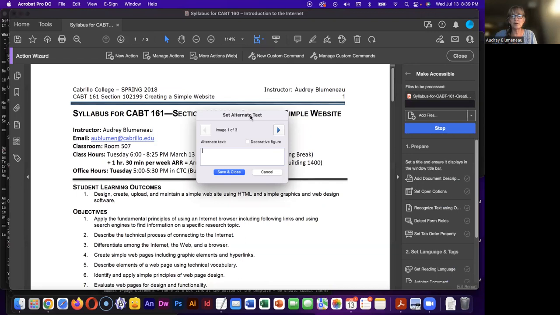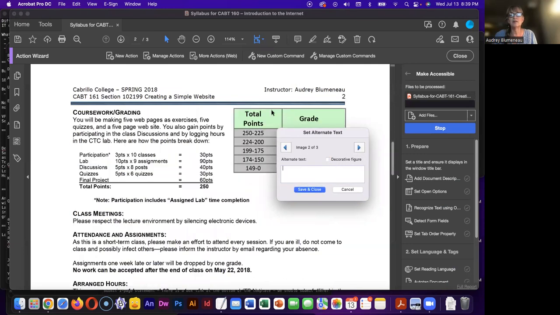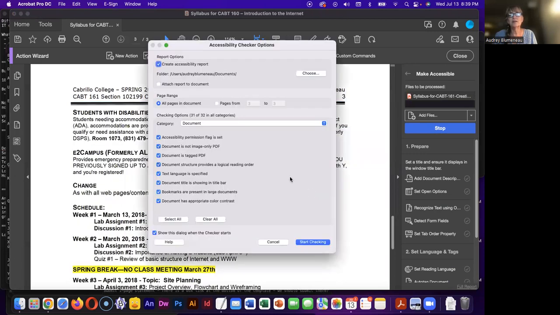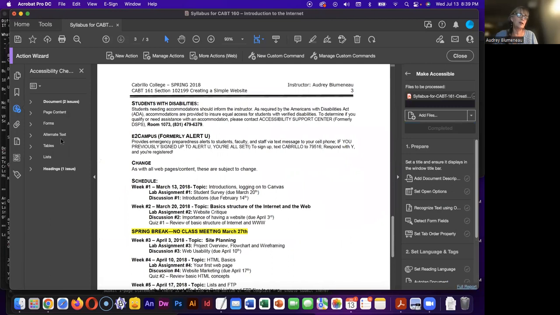So this is where it's highlighting that horizontal bar that I've got there. That's a decorative image, so I'll just mark that as decorative. Then I can go to the next thing, and it highlights things in kind of a weird way. I can say decorative for this one as well. Close that. Then I leave everything at the default here and start checking.